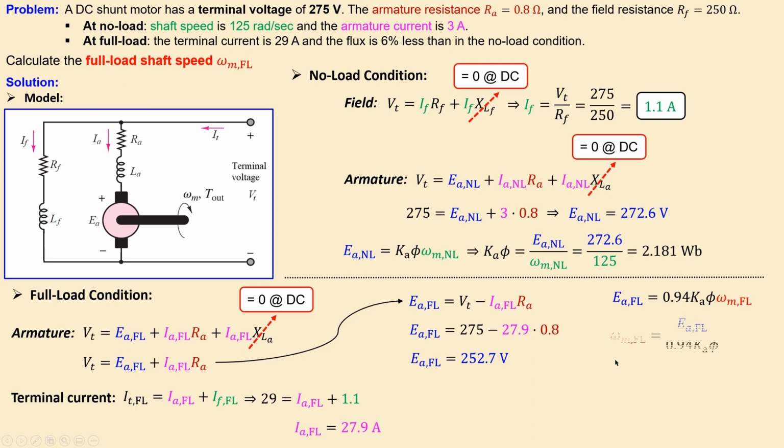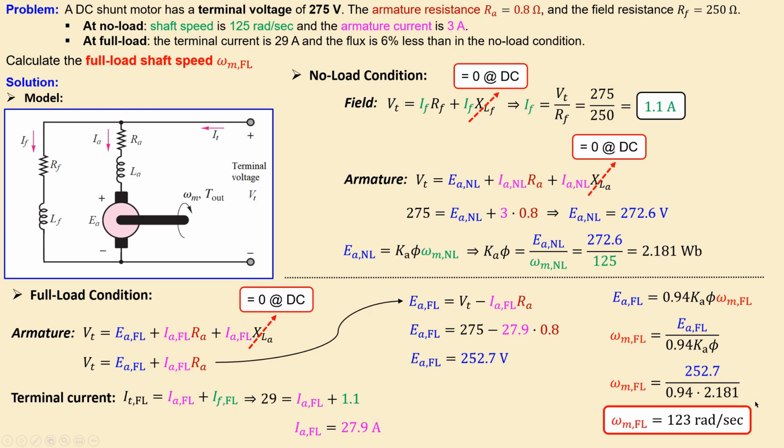Okay, I can now move on. Having calculated the value here, I can just substitute this in here, and I have the values for the back EMF and also the scaling due to that flux reduction of 6%, and this is our motor constant from the no load condition. If I now just substitute the values, I will get 123 radians per second. So I decrease the speed from 125 radians per second to 123 radians per second.